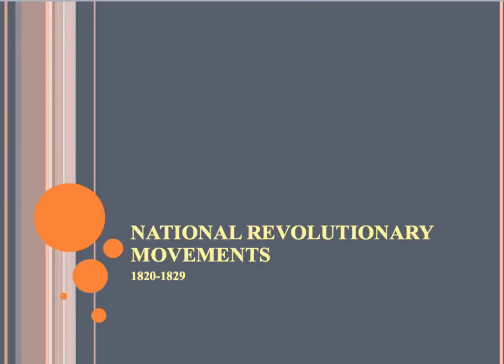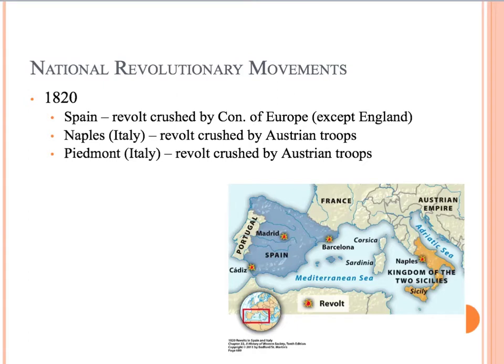Okay, now we've got two sections today. We're going to look at the national revolutionary movements, different places in Europe that revolt from 1820 to 1829. We'll look at that really briefly. There's one in particular that you'll need to know. And then the last part today, we're going to look at 1830 and why that was such a huge year for revolutions in Europe. Start with 1829, or actually 1820.